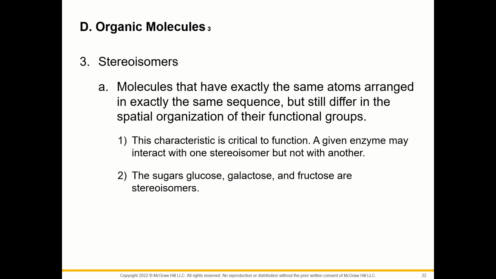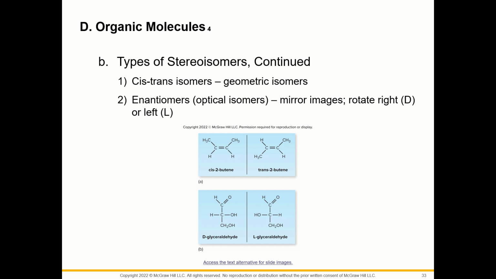Stereoisomers are molecules that have exactly the same atoms arranged in exactly the same sequence, but they differ in the spatial organization of their functional groups. This characteristic is critical to function. A given enzyme may interact with one stereoisomer but not another. The sugars glucose, galactose, and fructose are stereoisomers. You may have heard of isomers before, but this book goes into more detail with the term stereoisomers.